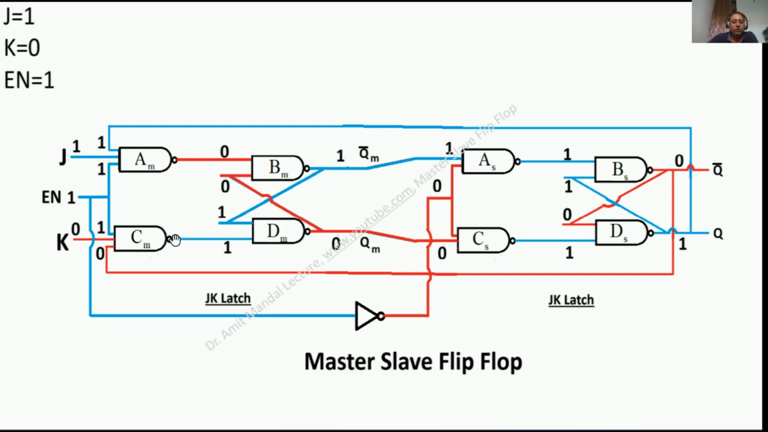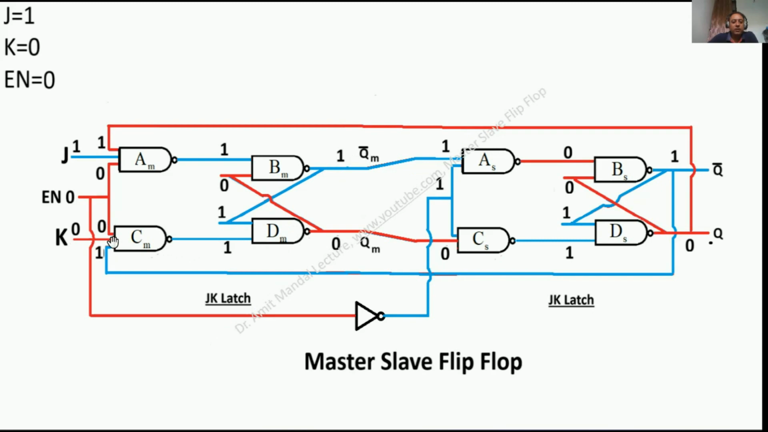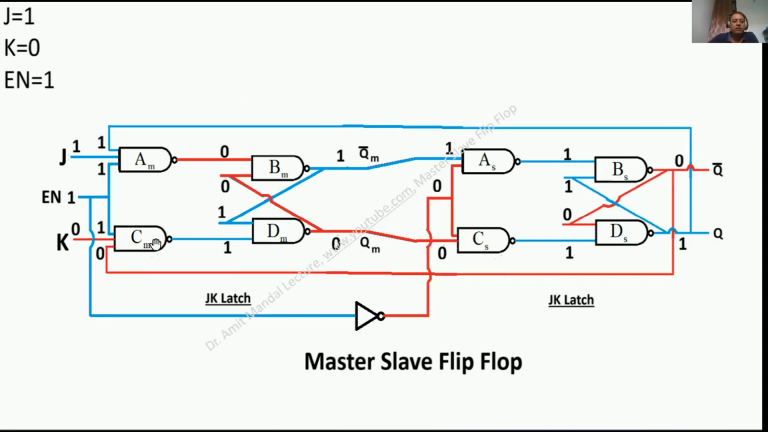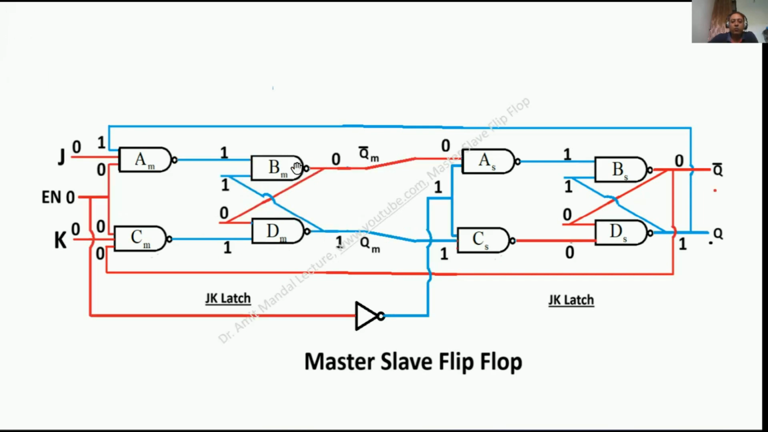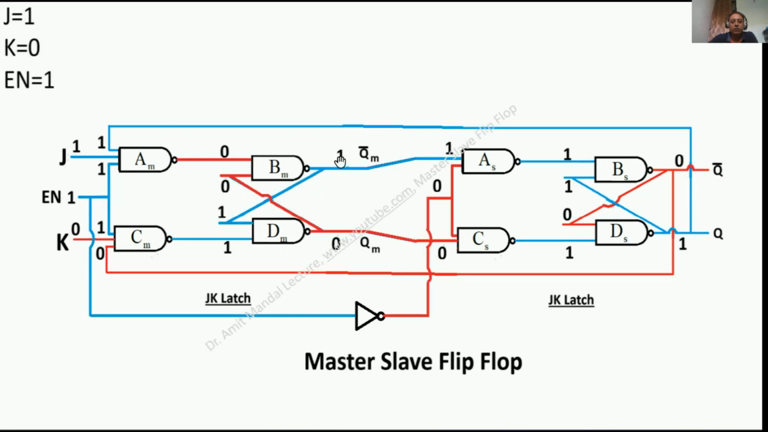Output of CM will not change. The reason being, initially the K was 0 and still the K is 0. So any one input is 0, output remains 1. So this 1 is coming, 1 and 1 will become 0. So this 0 is the feedback of BM. Initially the outputs of BM and DM were 0 1, and now by applying these inputs they become 1 and 0.